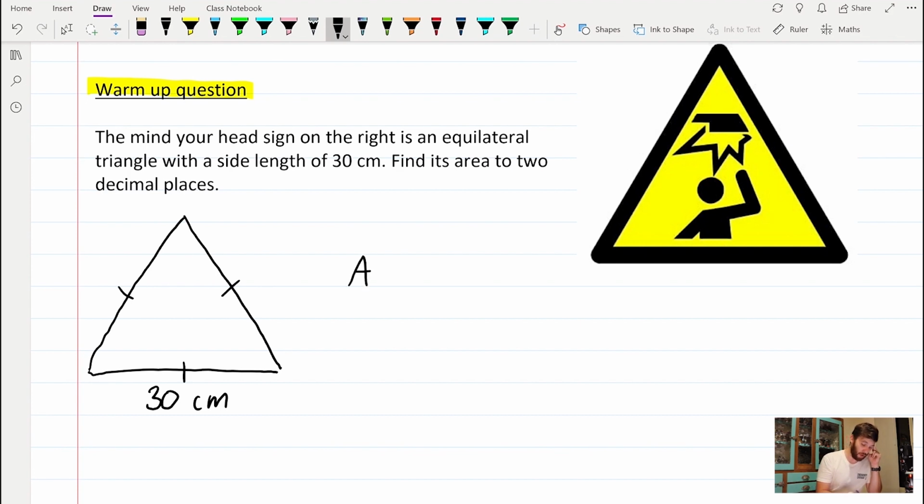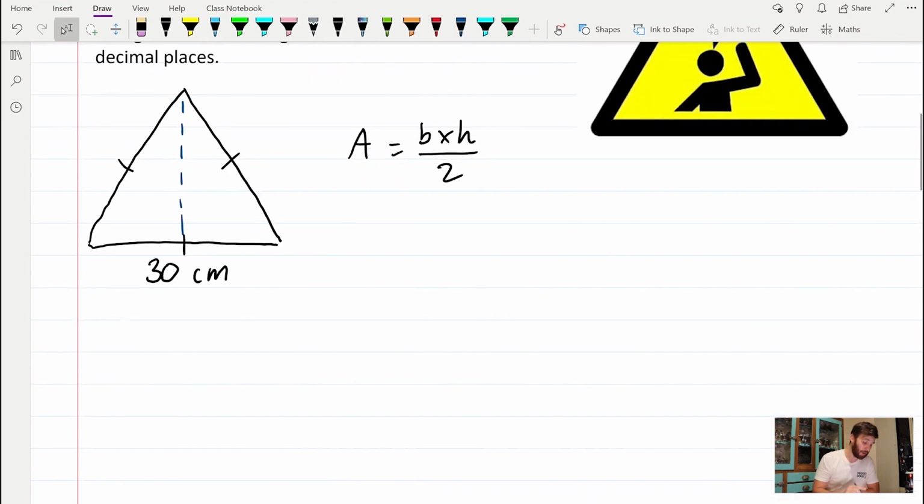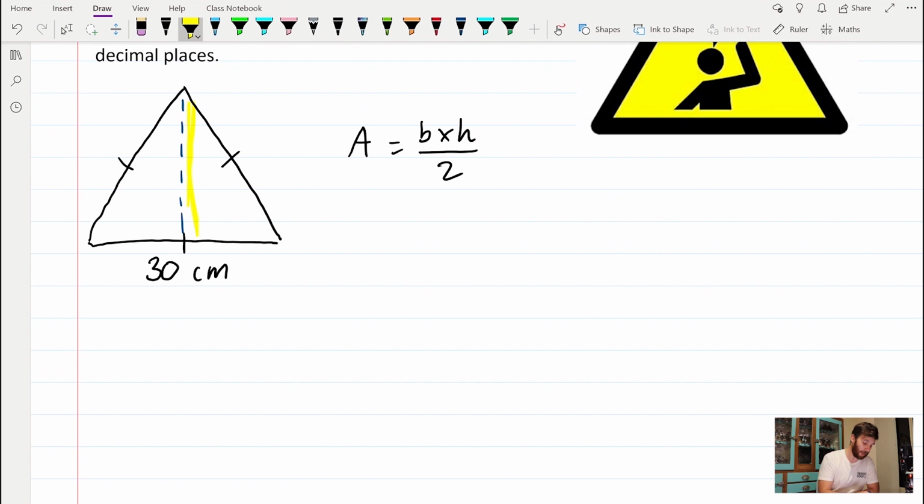I know that the area of a triangle, so the area of the sign, is going to be given by base times height divided by 2. What I don't know at the moment is the height of the triangle, but what I can do is split that sign into 2 right angled triangles to give me a side length down the middle that I can figure out the length of, and I'll show you what I mean by that. So I'm going to take just this triangle here that I'll highlight.